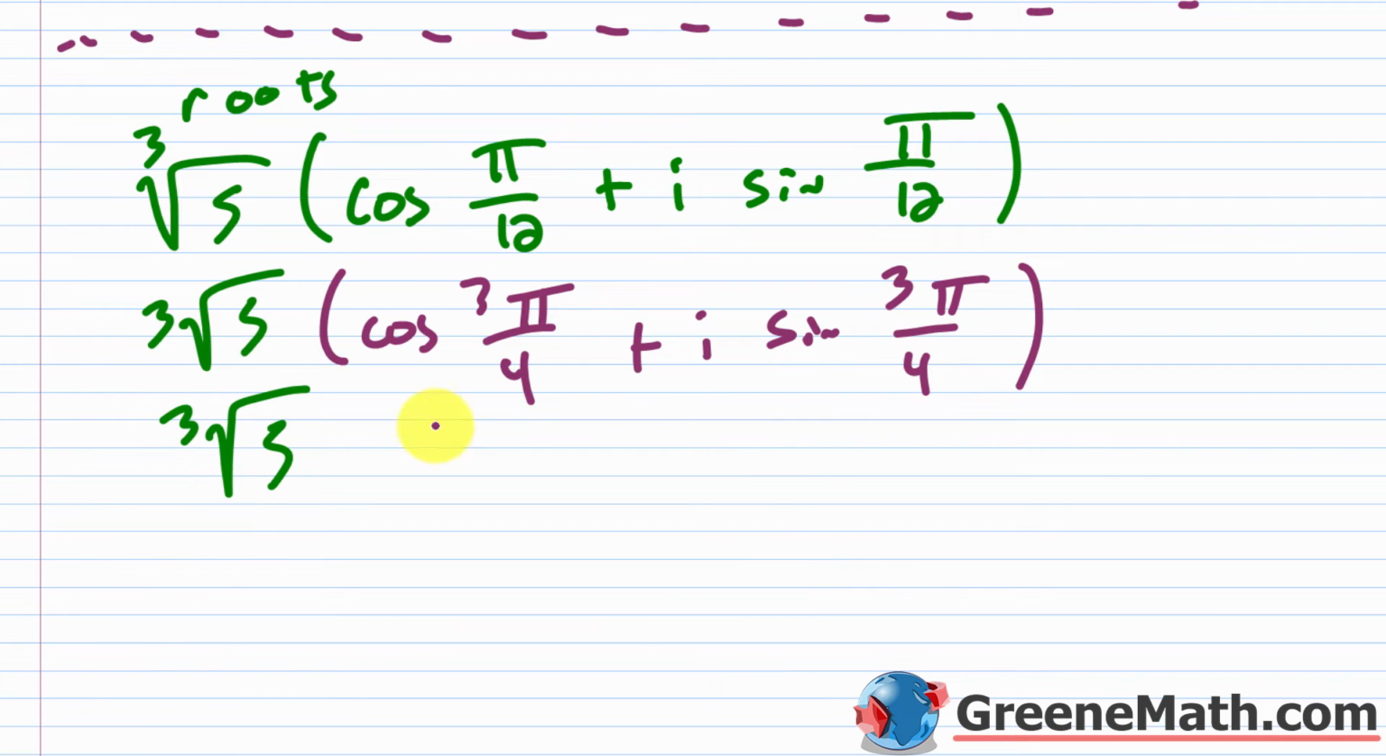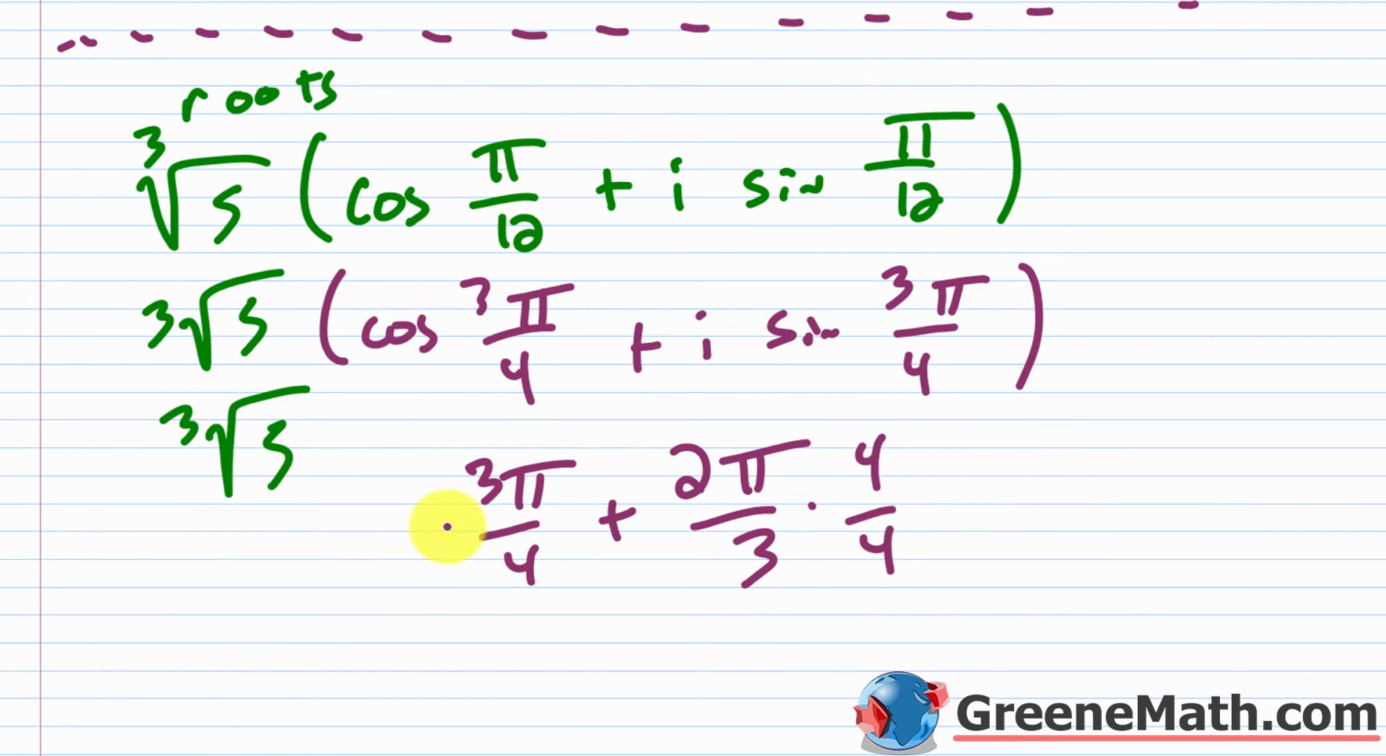Okay. Now for this one, again, I'm just going to add 2 pi over 3. So I'm going to take the 3 pi over 4 and add another 2 pi over 3. Again, if you wanted to do it from this one, you can go pi over 12 plus 4 pi over 3, but I think this is a little bit easier just to incrementally do it. So again, it's up to you. So for this one, I'm going to multiply by 4 over 4, and then for this one, I'm going to multiply by 3 over 3.